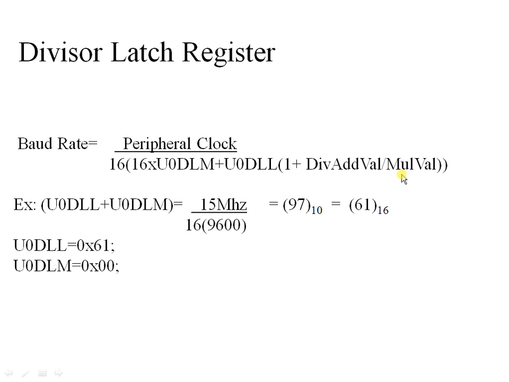Okay, so for now, assume that we want to calculate U0DLM as well as DLL for 9600 baud rate. Now we'll assume that this particular term, that is DivAddVal by MulVal, is 0. So you'll get something like peripheral clock divided by 16 into (U0DLM plus U0DLL). So if you rearrange this equation, as you know, the peripheral clock is 15 megahertz.